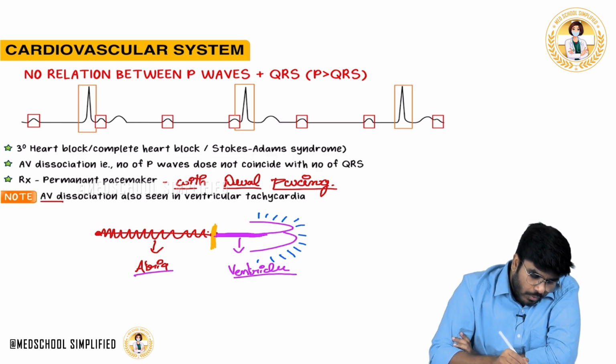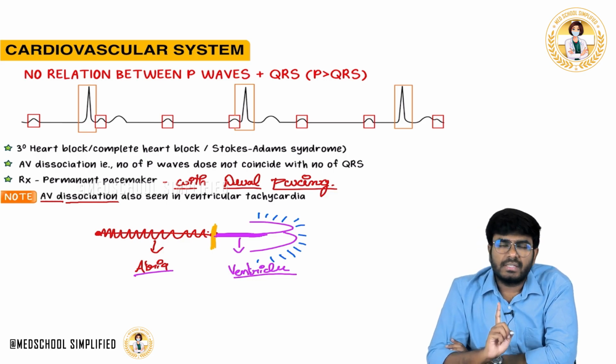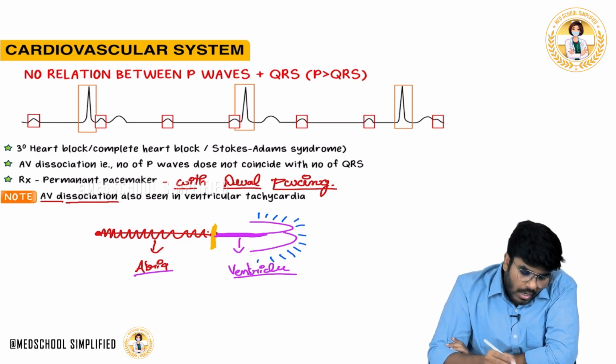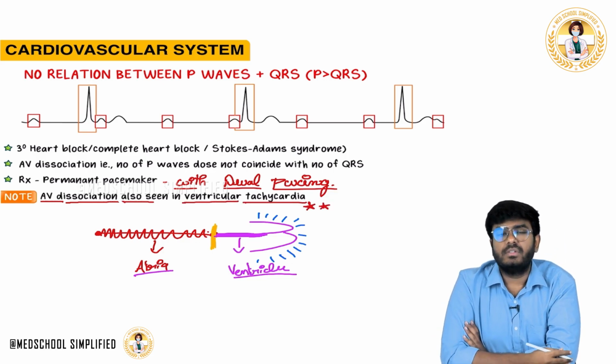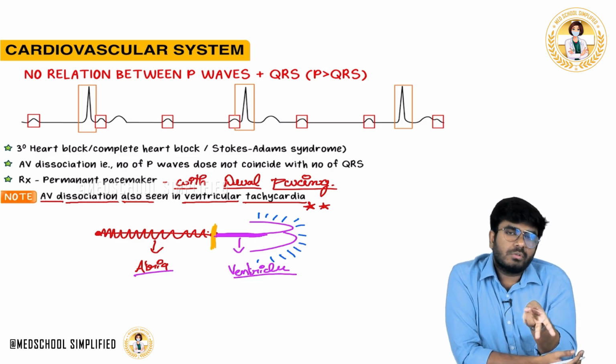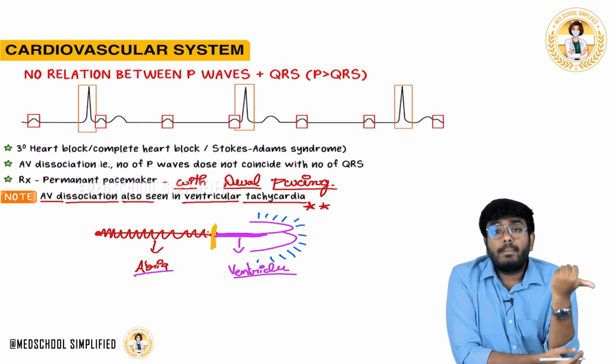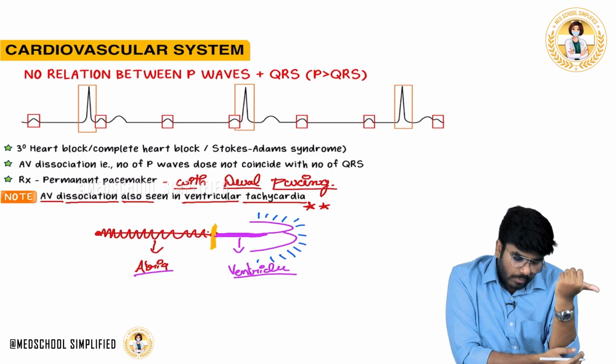And AV dissociation, important point: whenever you see this word AV dissociation, it should strike you that either the person is suffering with the third degree heart block, or AV dissociation is also seen in a condition called ventricular tachycardia. In ventricular tachycardia also there is AV dissociation. So from now on, whenever you hear the word AV dissociation, two things should come to your mind: one is ventricular tachycardia and the other is complete heart block or the third degree heart block.